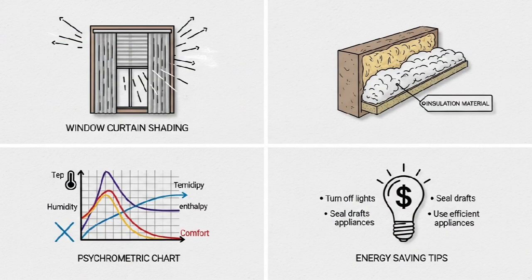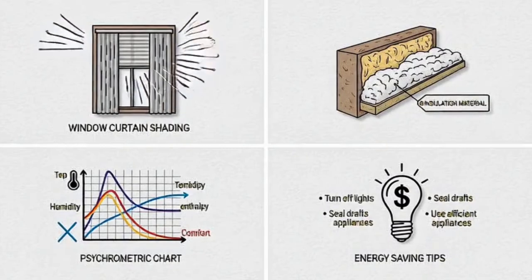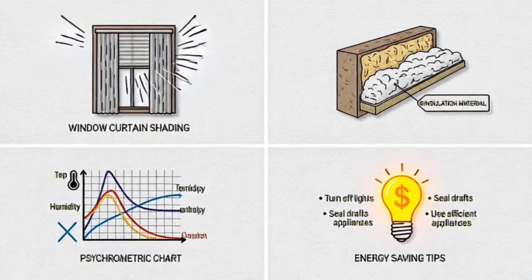Final tips. Use curtains or window shading to reduce solar load. Proper insulation lowers the cooling requirement. For accuracy, use psychrometric tools or software.